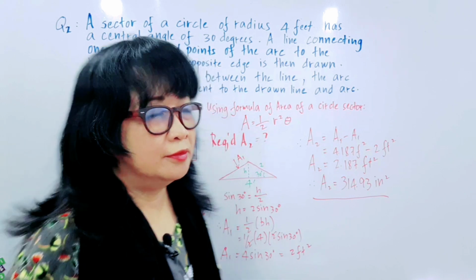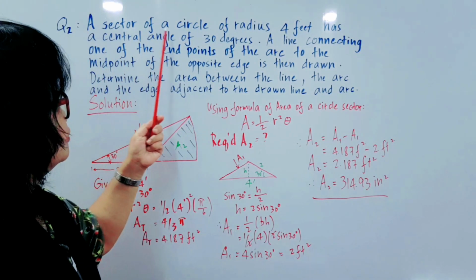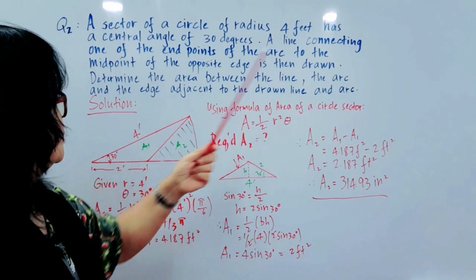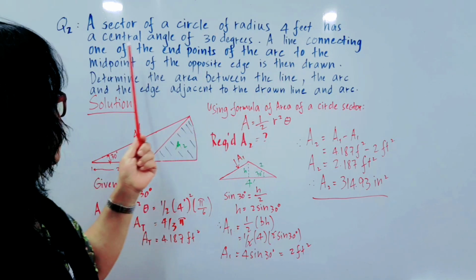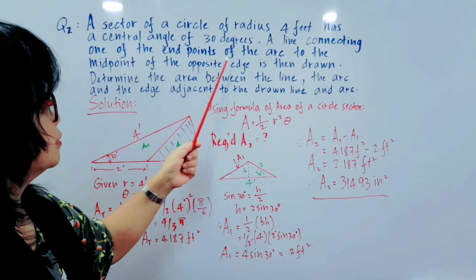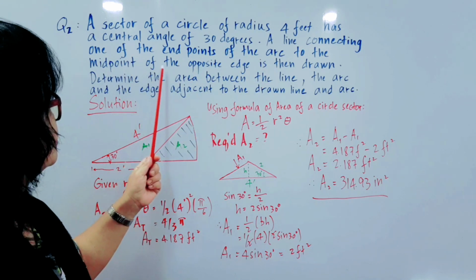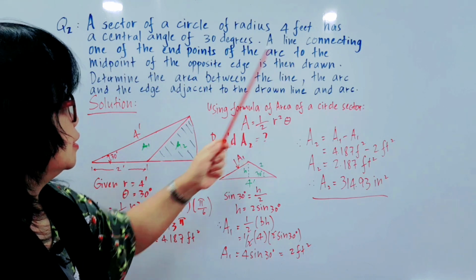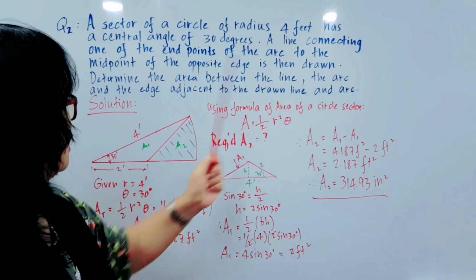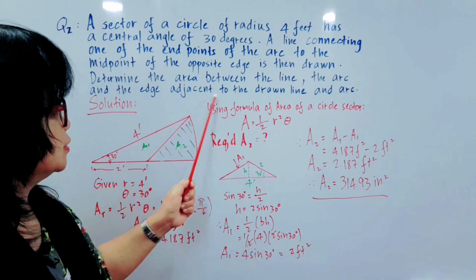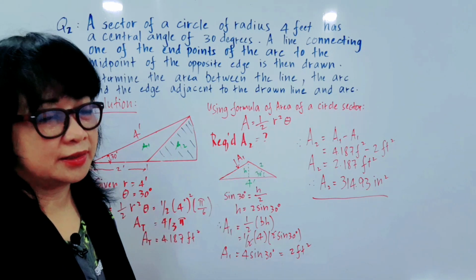Problem number 2. A sector of a circle of radius 4 feet has a central angle of 30 degrees. A line connecting one of the endpoints of the arc to the midpoint of the opposite edge is then drawn. Determine the area between the line, the arc, and the edge adjacent to the drawn line and arc.